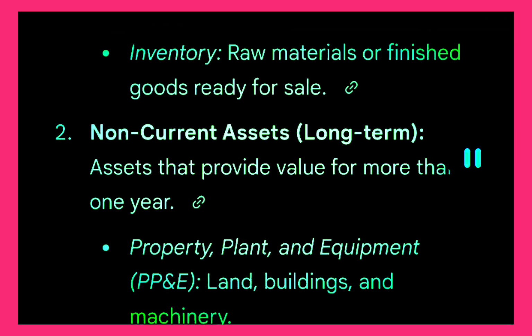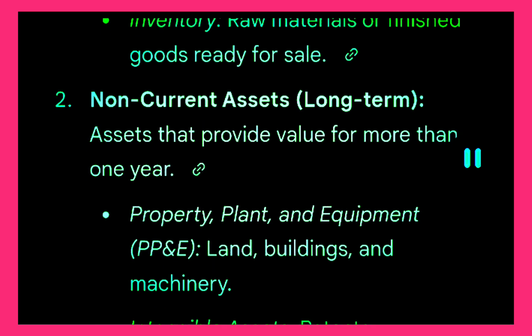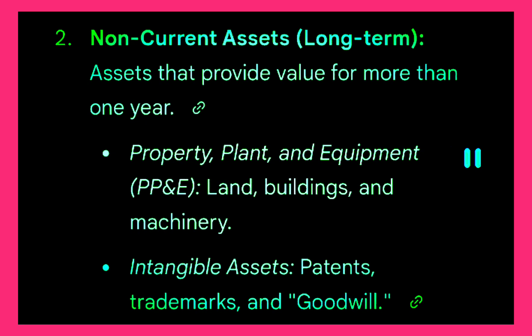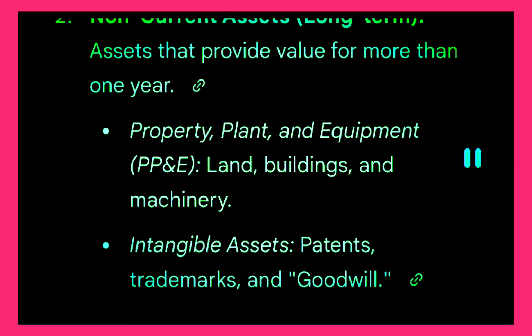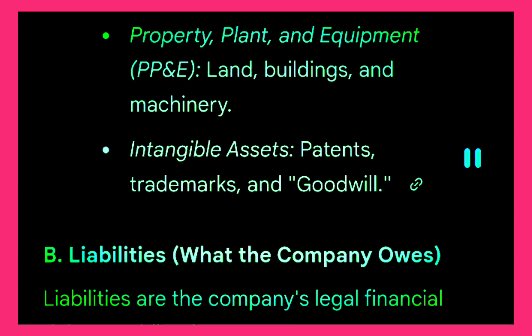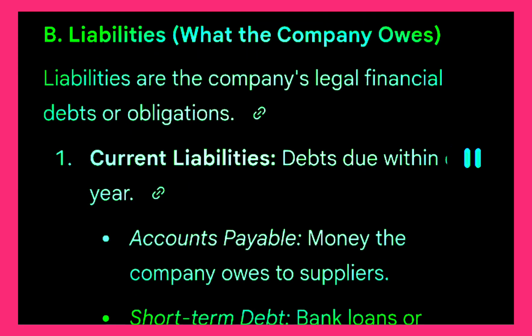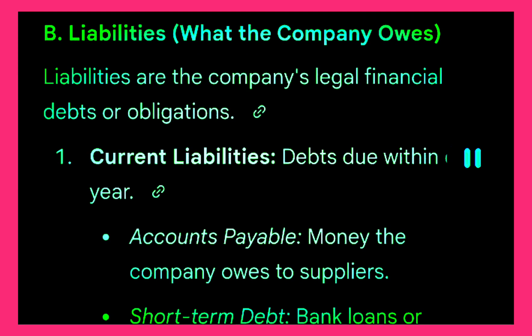Non-current assets, long-term assets that provide value for more than 1 year. Property, plant and equipment, PP&E, land, buildings, and machinery. Intangible assets, patents, trademarks, and goodwill. B. Liabilities, what the company owes. Liabilities are the company's legal financial debts or obligations.